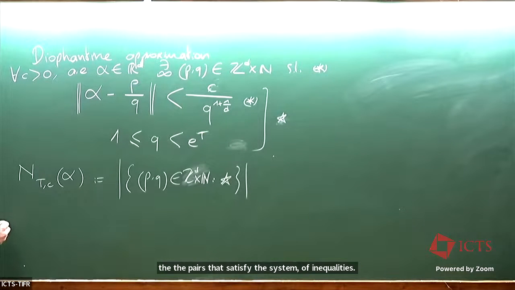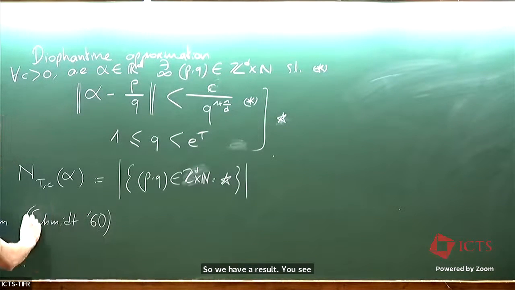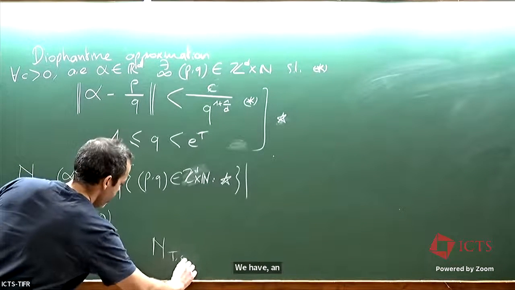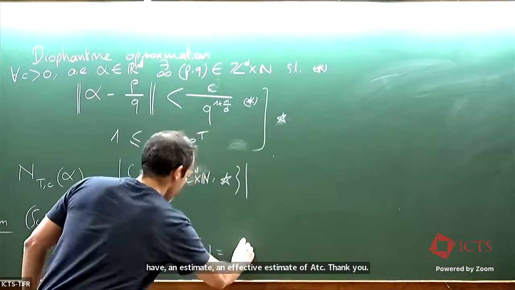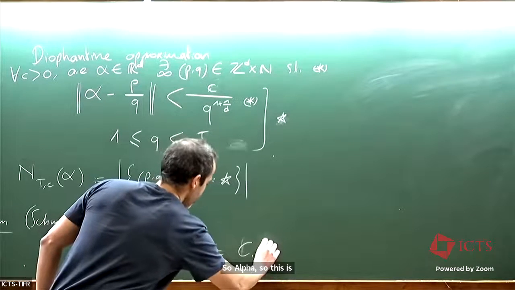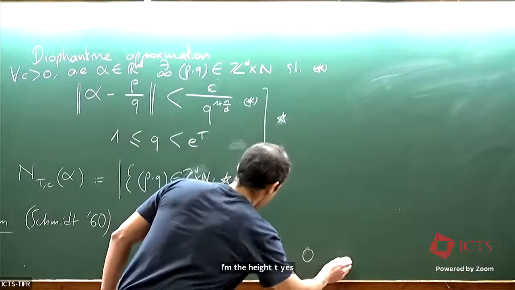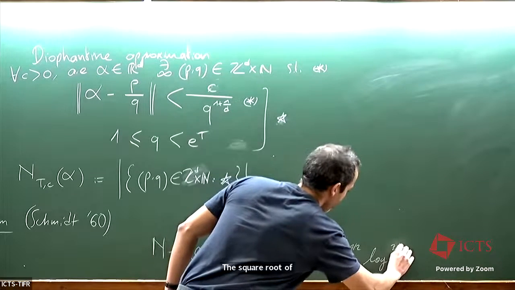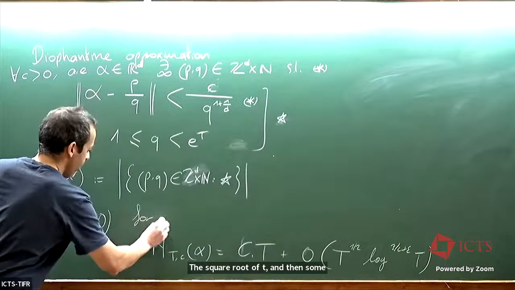This counting function is already well estimated. We have a result from Schmidt in 1960, an effective estimate: the counting function of alpha is some constant times the height t, plus square root of t times some log to the power 3/2 plus epsilon, for almost every alpha.